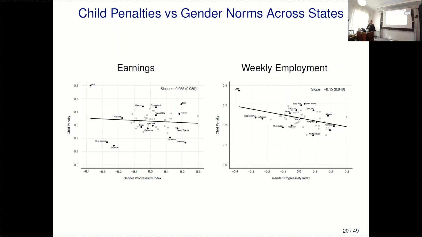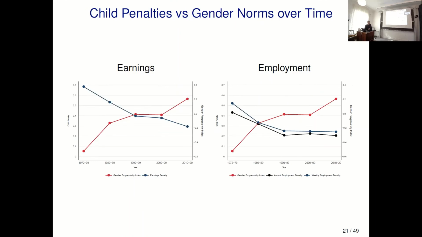What we can bring in as well is the time variation. As I showed you earlier, child penalties have fallen a lot over time. And we can also measure the change in gender norms over time because we use these questions that have been available since the early 70s. So this graph looks at that. In both of these graphs, the red one is the change over time in the gender progressivity index. We plot that against the change over time in the child penalty in earnings, and over here in employment rates, focusing either on annual employment or weekly employment. And you see the time variation definitely is very correlated between these two.